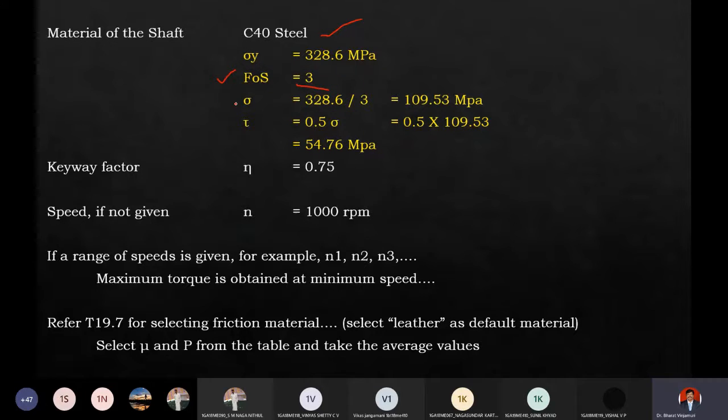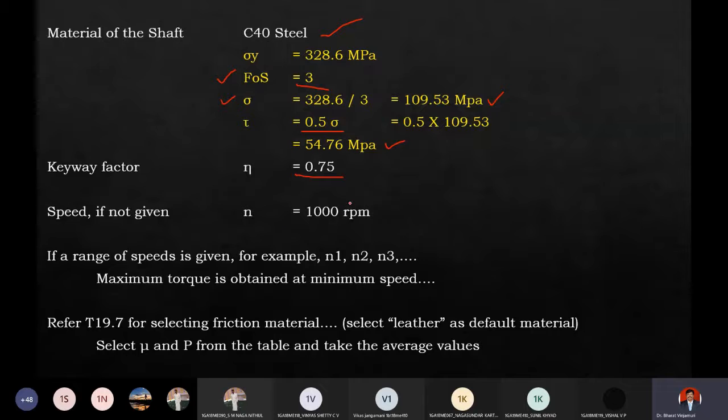So once we get this, the normal stress sigma will be 109.53 megapascals, and the shear stress, 0.5 times sigma, will end up at 54.76. You need to remember this and write it whenever the shaft material has not been given. And the keyway factor, do you know it?